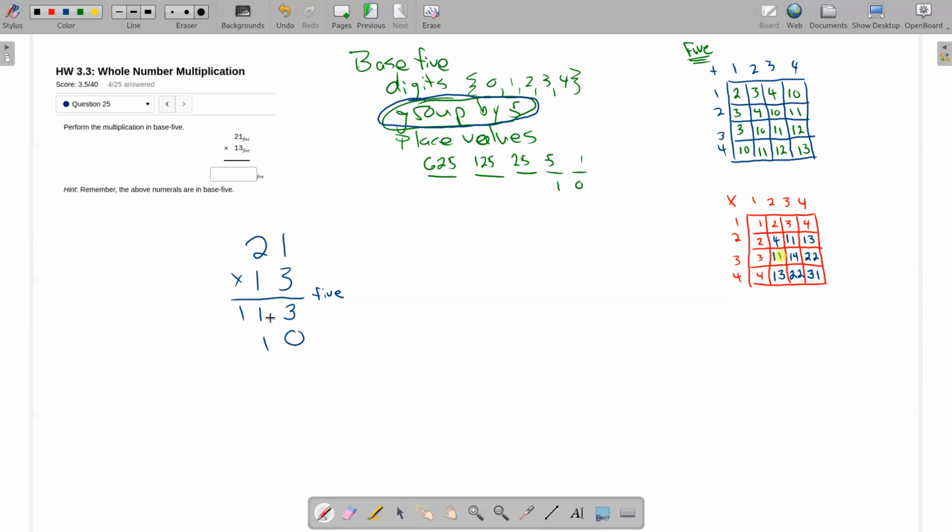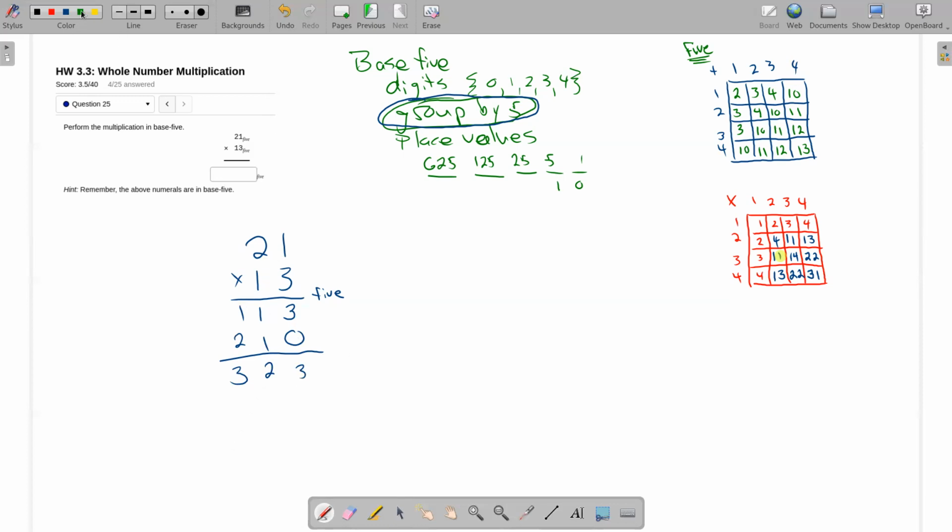This one's not too bad. 1 times 1 is 1. 1 times 2 is 2. And then we add it up. 3 plus 0, 1 plus 1, 2 plus 1. That wasn't too bad. There was only one spot we had to really think about there. Did I do it right?